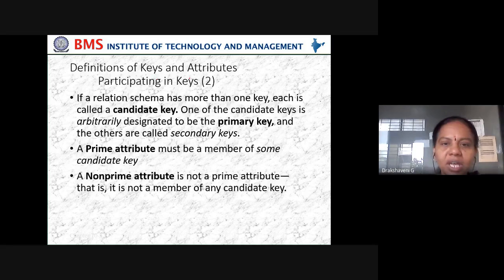Then the definition of keys and attributes participating in keys. If a relation schema has more than one key, each is called a candidate key. One of the candidate keys is arbitrarily designated to be the primary key, and the others are called secondary keys. A prime attribute must be a member of some candidate key. A non-prime attribute is not a prime attribute, that is, it is not a member of any candidate key. That is what is called a prime attribute and a non-prime attribute.